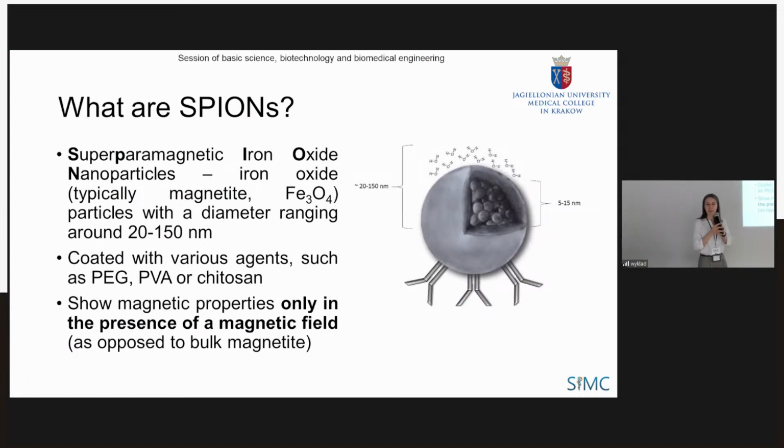SPIONs are superparamagnetic iron oxide nanoparticles. So these are iron oxide particles that are coated with several polymers, or in our case, chitosan, and this coating can improve some properties such as hydrophilicity or impact the way they are captured by macrophages in the liver. What is important here is that SPIONs show magnetic properties only in the presence of a magnetic field, so they are superparamagnetic, which can give us some quite interesting potential applications.